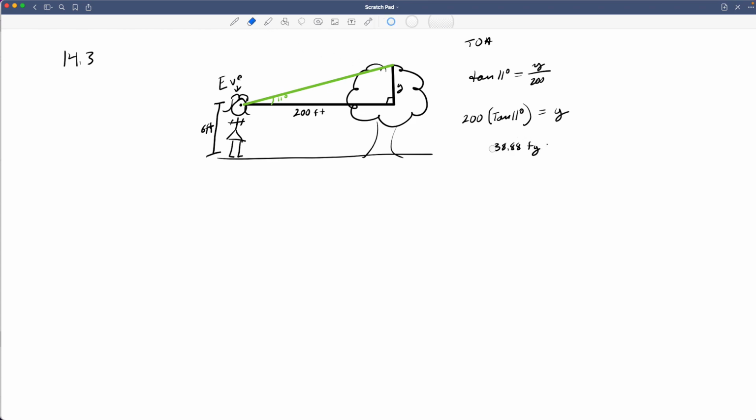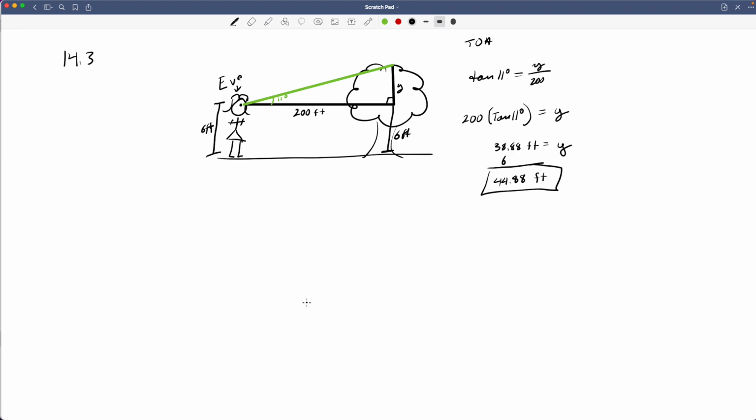Why did I write a Y? I'm losing my mind. 38.88 feet is the height of y. Now, that's not the height of the tree. We need to find the height of the tree, so we add to that the height of Eve. Her line of sight is where we started measuring the height of y, but now we need to get from here to here, and we know that is 6 feet. So we're going to add 6 to this. So that is going to be 44.88 feet is the height of the tree. And that would be our answer for that.